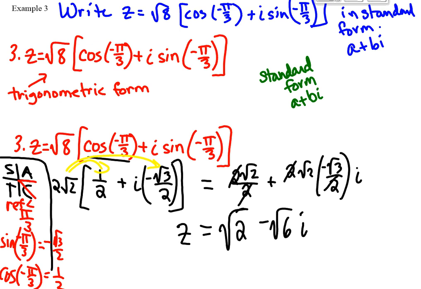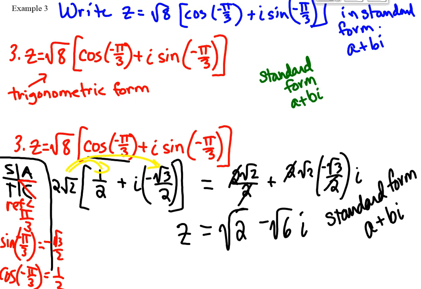And this is in standard form, which is a plus bi. So in the last example, we took something in standard form and put it in trigonometric form, and now we're putting something that was in trigonometric form into standard form. So they're just kind of reverse operations as we look at that.